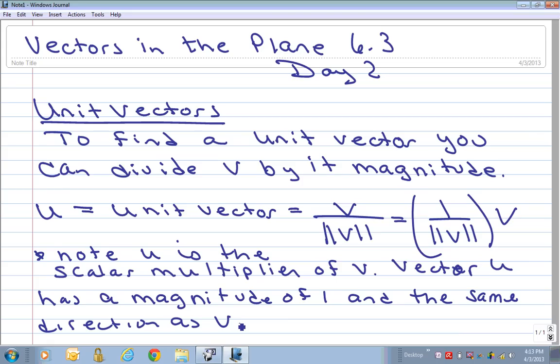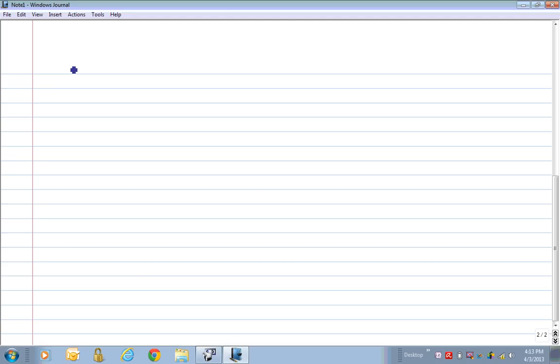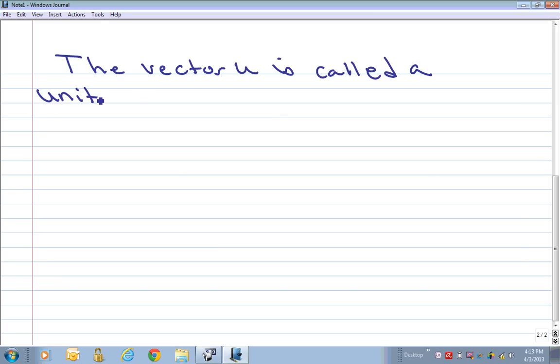All right. I'm going to move on a little longer. The vector U is called a unit vector in the direction of V. So the unit vector is in the same direction as the given vector V. All that makes more sense when we have some applied information. So let's look at an example.